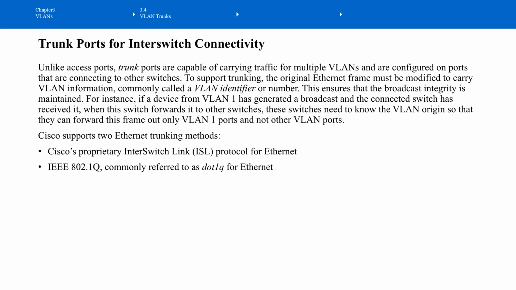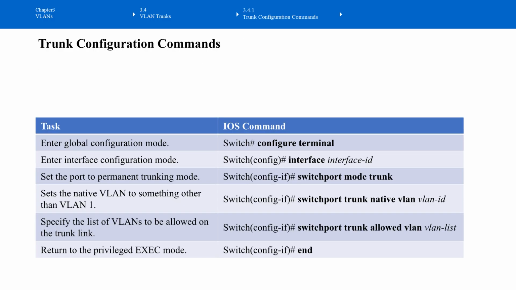Cisco supports two Ethernet trunking methods. The first one is the proprietary Inter-Switch Link, called the ISL protocol, for Ethernet. The second is IEEE 802.1Q, commonly referred to as dot1q, for Ethernet. This is a standard by IEEE, so not only Cisco can use this method, other brands such as HP switches can also use it.